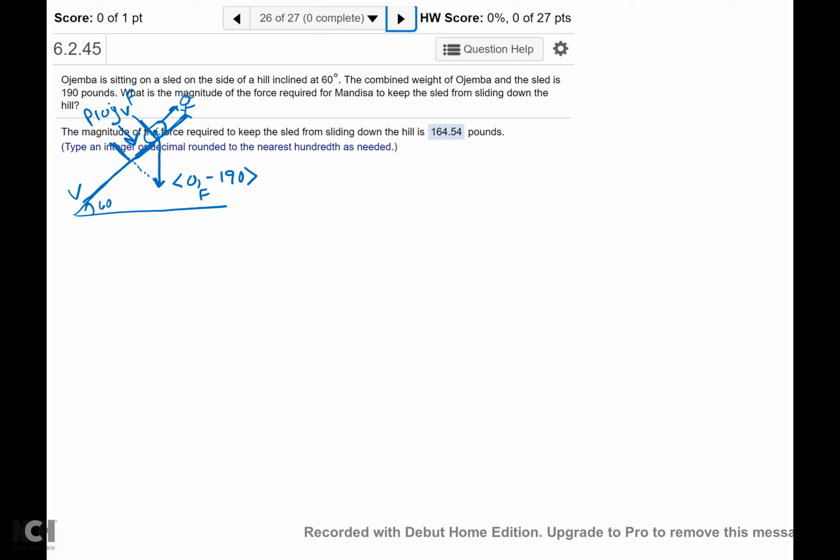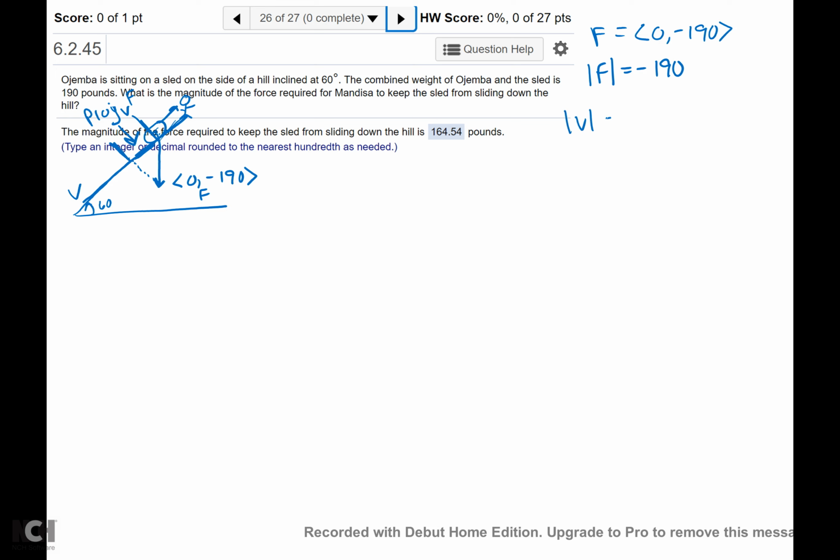In order to find that, I need a couple of things. I need the force of F, which is negative 190. Obviously, the vector components will be 0, negative 190. Then for this vector, remember, we're going to make it a unit vector.